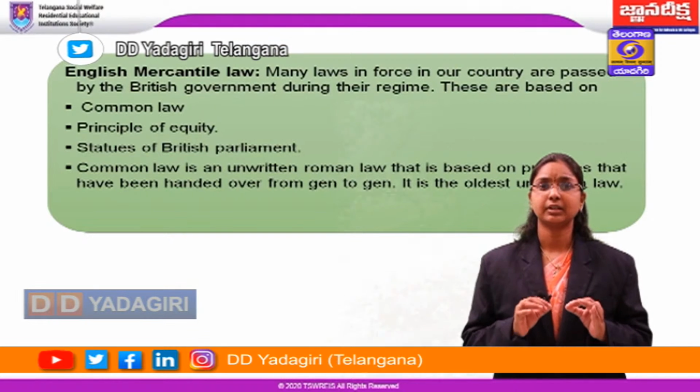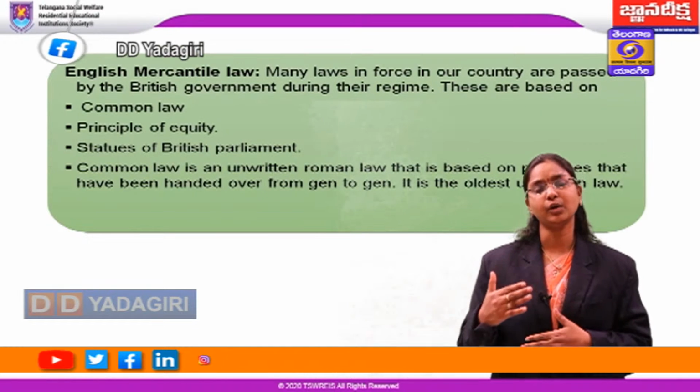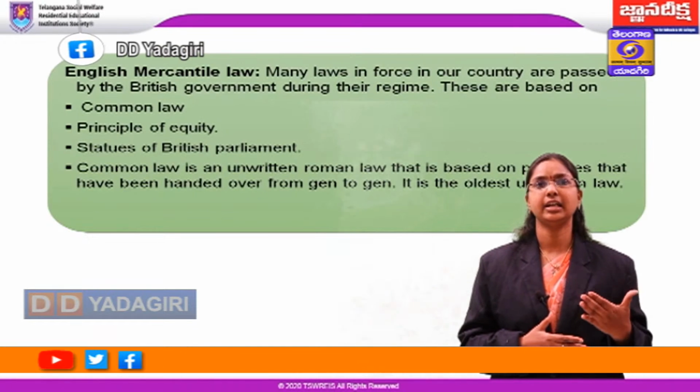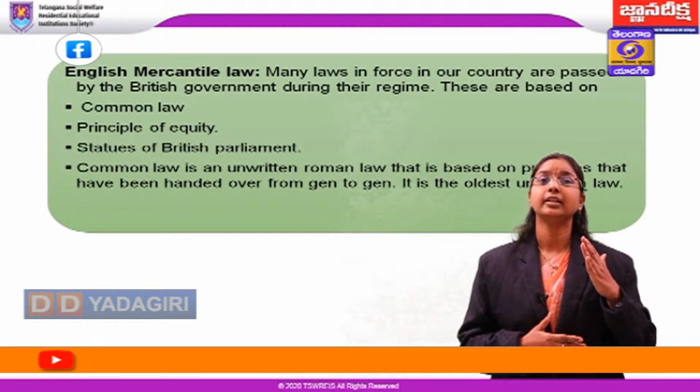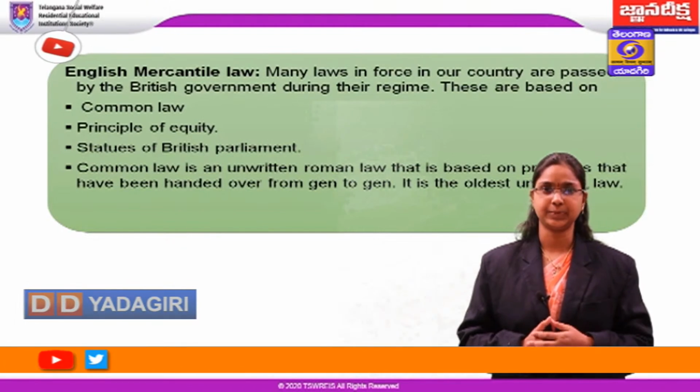That is, all individuals should be treated equally. No favoritism nor nepotism should be shown to individuals. It is also an unwritten law. And the next is Statute of British Parliament.